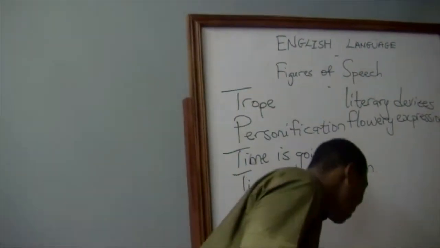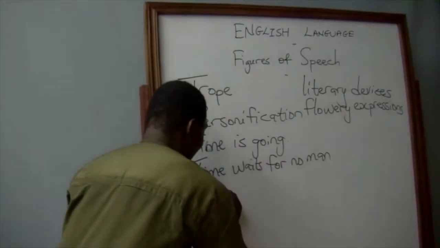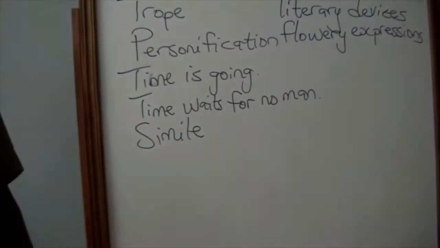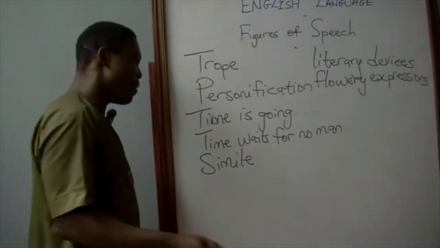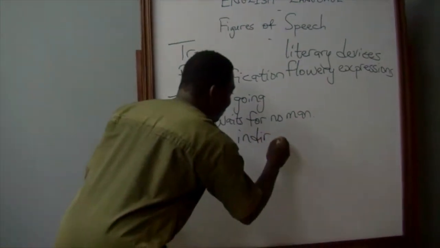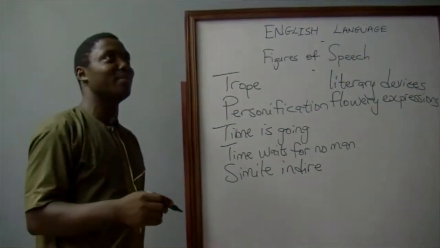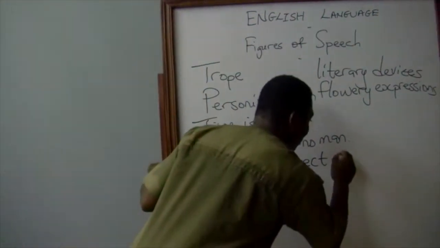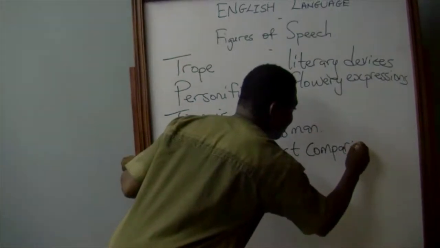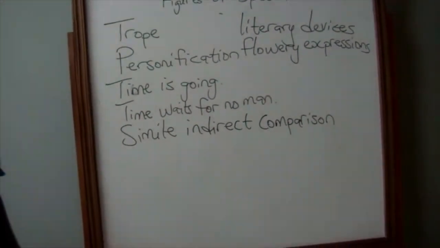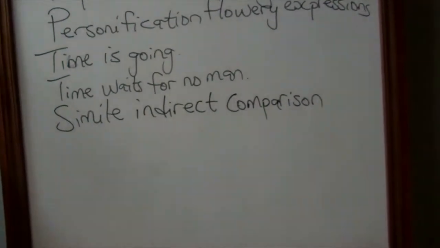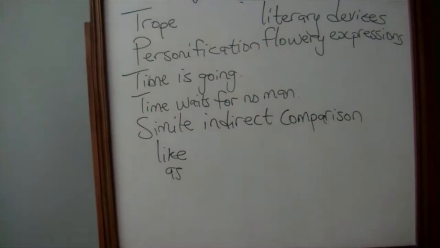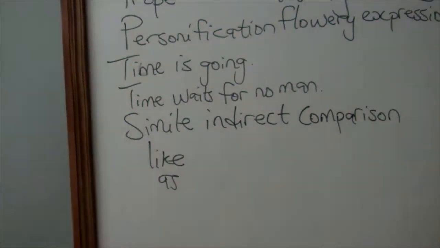Now, the next one is simile. What is simile? Simile is simply a comparison, otherwise known as indirect comparison. I've been hearing people use the word comparison loosely, but it is not just comparison, it is indirect comparison of at least two things having something in common. Usually you identify simile with the use of like, that's the more popular word, and then as. Simile, indirect comparison. Let me give us some examples.